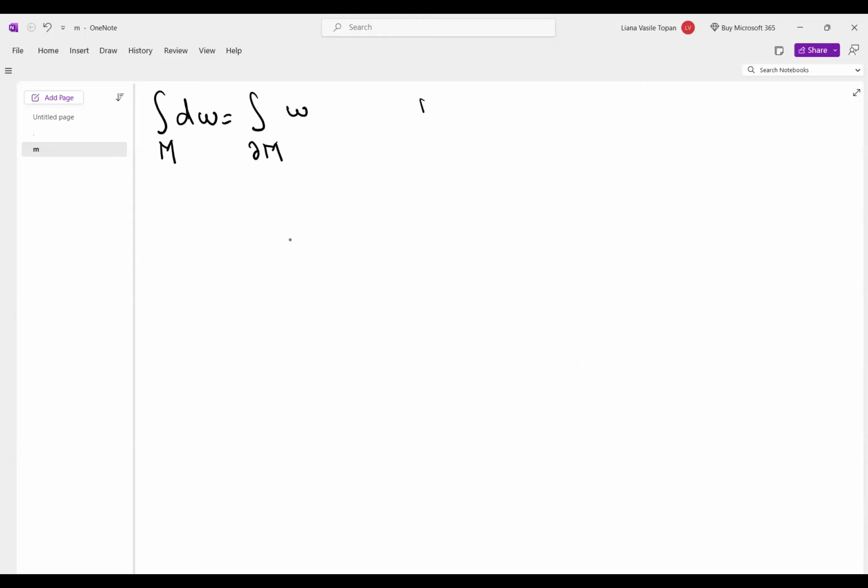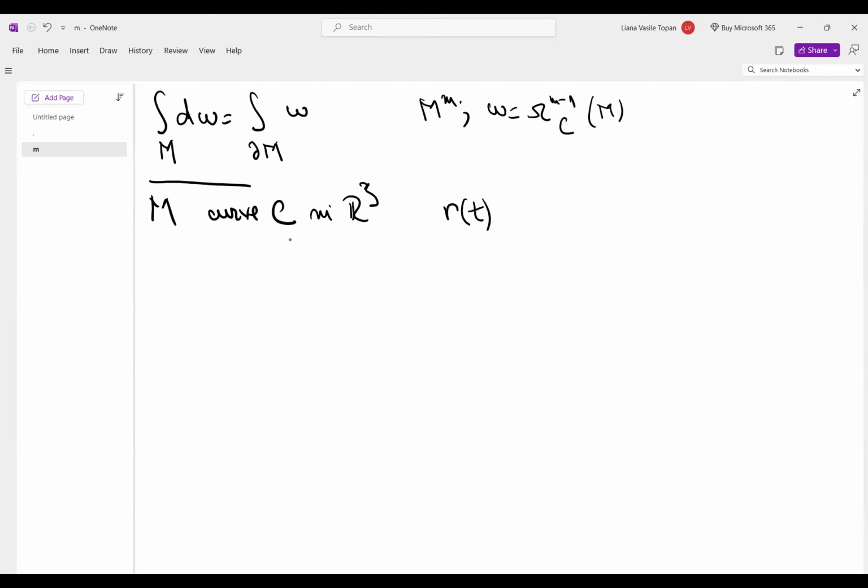M of omega. Now M is an n-dimensional manifold, and omega is an n-1 form on M with compact support. Now, let's take M to be a curve. I'm going to call it C in R cube, and we parameterize the curve as R of t equals some x of t, y of t, z of t, right? And we allow t to go over some interval A, B.